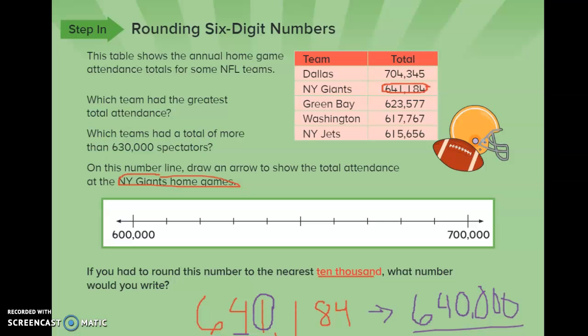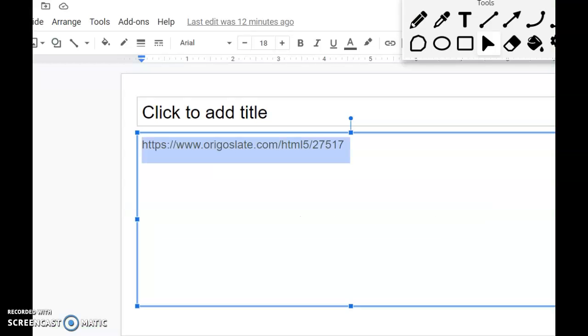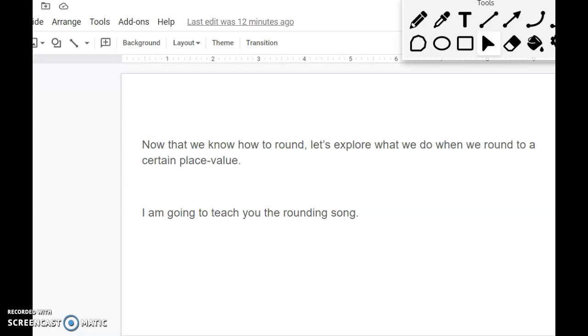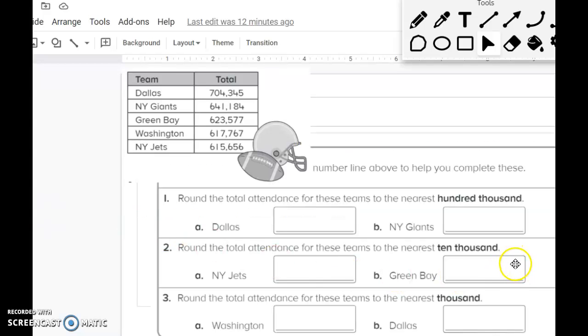Okay, so now let's go back to our presentation. And let's look at this. So we're going to round this to the nearest 100,000. So Dallas rounded to the nearest 100,000. So we have 704,345. So we're underlining the place value, look to the right. 5 or more, raise the score. 4 or less, let it rest. So the 7 is going to rest because we have a 0. So that's going to round to 700,000.